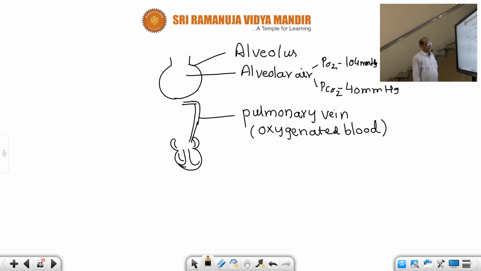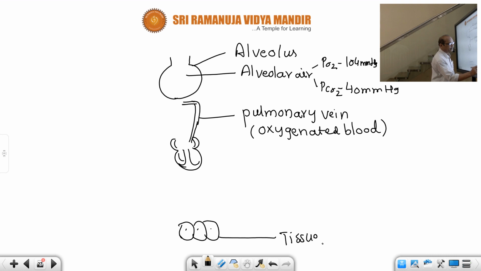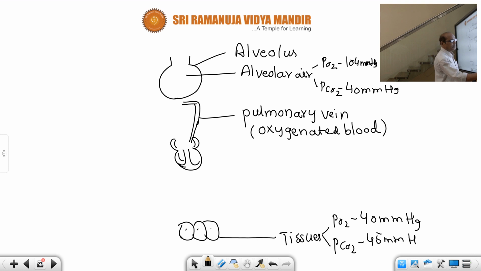This diagram is important. Here tissues are there. These are the cells. Cells means tissues. In the tissues, PO2 is 40 mm mercury, PCO2 is 45 mm mercury. Already we have given the table. Here also we have to mention.